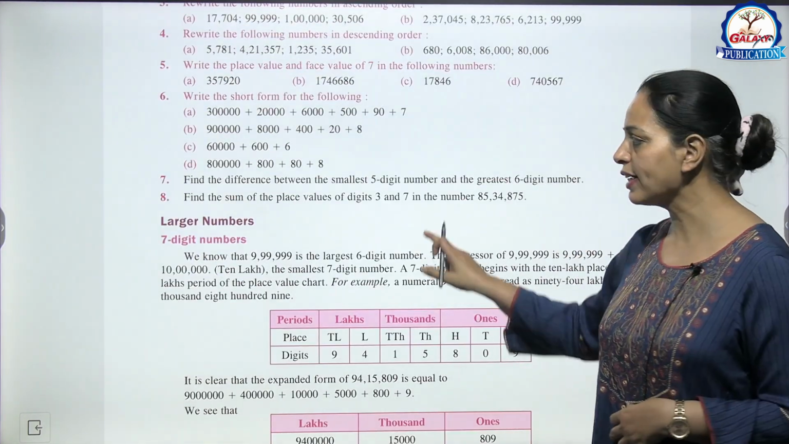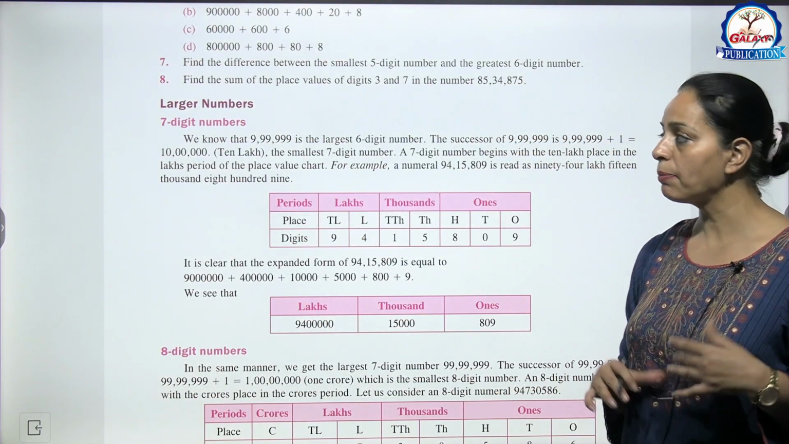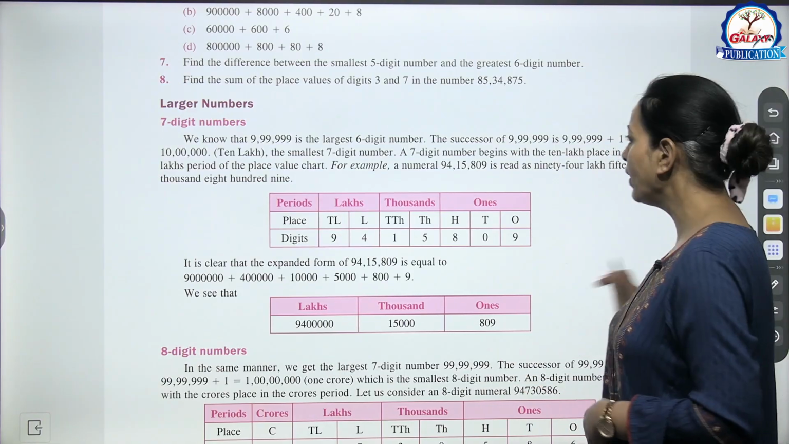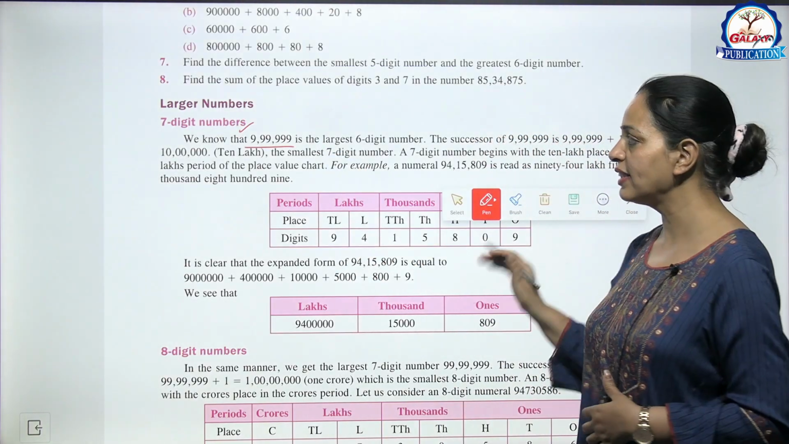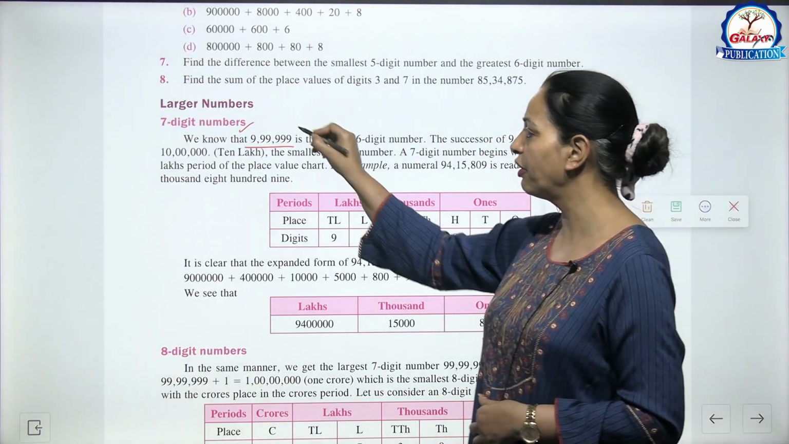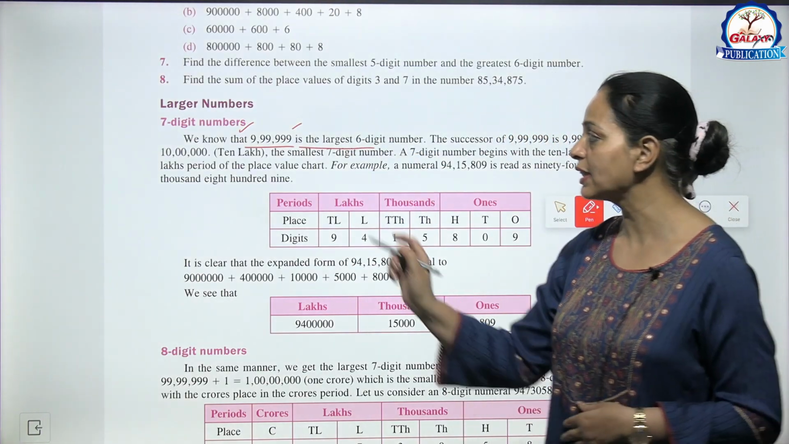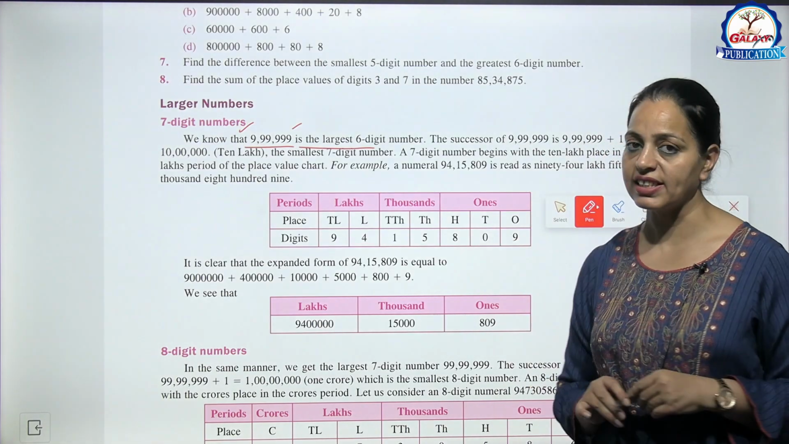Now come to next, larger numbers. So larger numbers, now we talk about larger numbers. The first one is 7-digit numbers. We know that 9,99,999 is the largest 6-digit number. It has 6 times 9. So this is the largest 6-digit number.